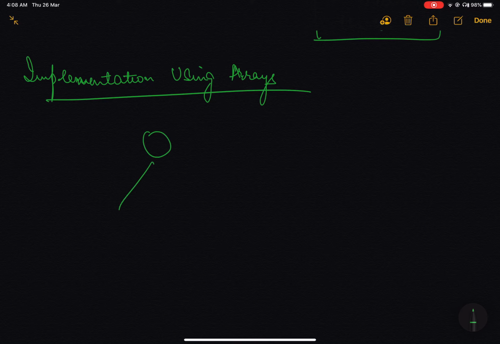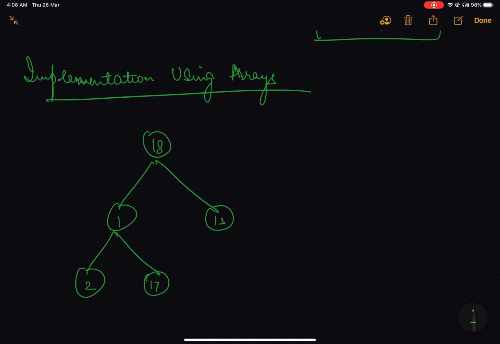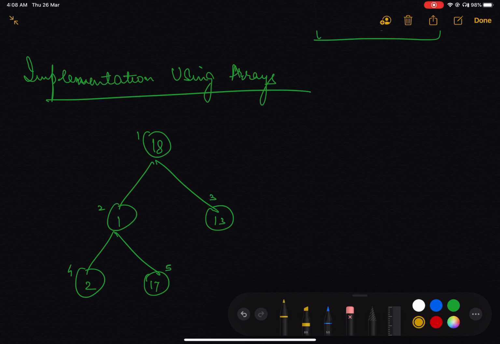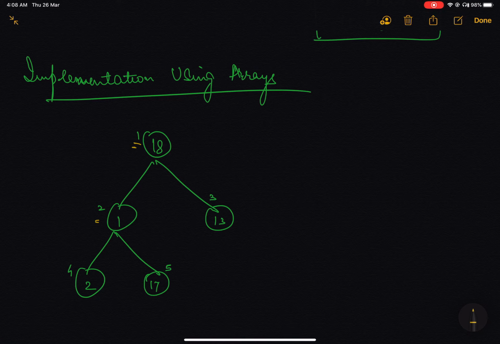Let us take this tree as an example. Here, let us put some numbers in each node and let us number every node by a particular value. Suppose this is 1, this is 2, this is 3, this is 4 and this is 5. Do note that these numbers 1 to 5 are not the data of the node, but these are just some numbers that I have assigned to the nodes. Why are they important? You will see in some moment.